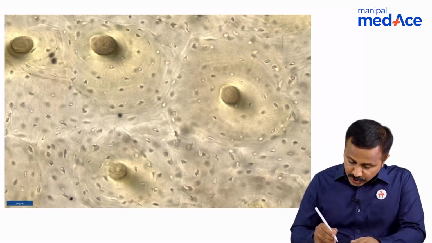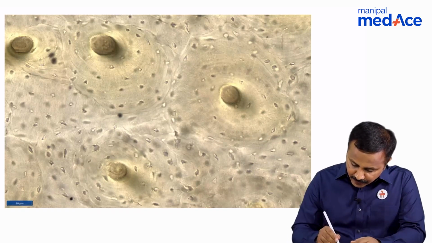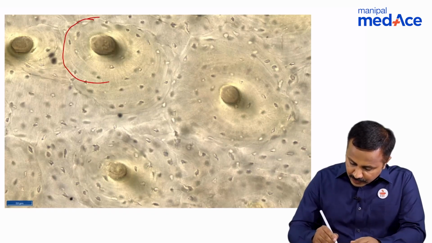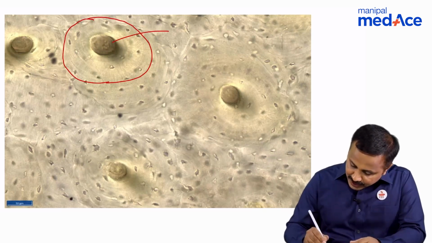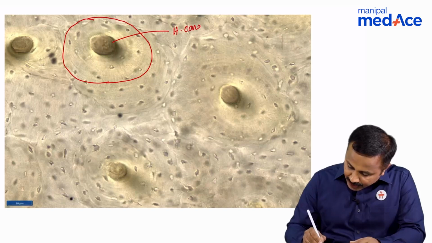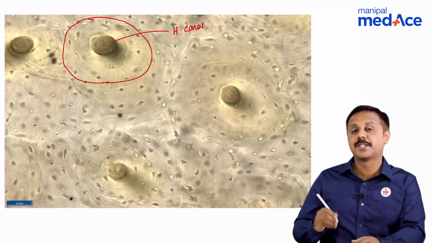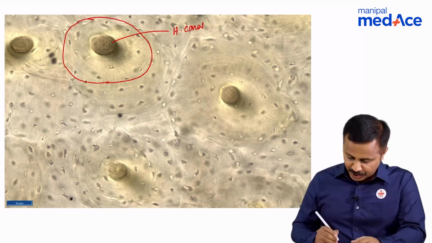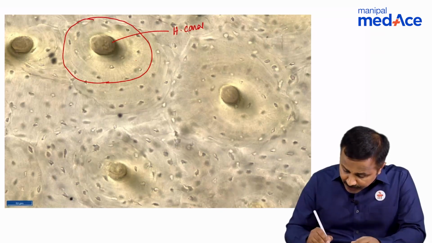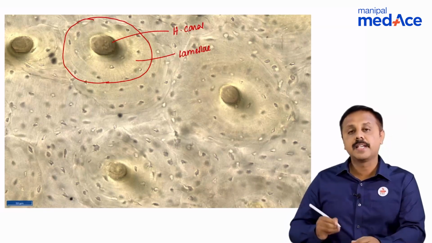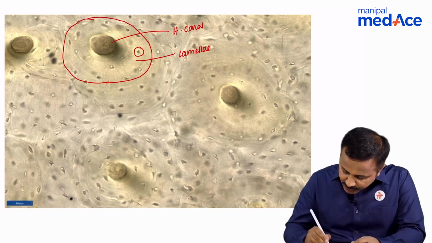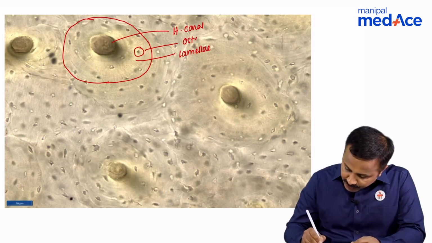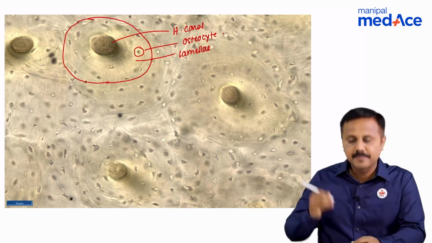I want you to focus on a single Haversian system. Let's say this is a single Haversian system. And this is the Haversian canal, which will lodge blood vessels, lymphatics, nerves, all these tissues. Then these are the lamellae that we spoke about, the bony matrix, which is arranged in the form of layers. Then here is an osteocyte. This is an osteocyte, right?